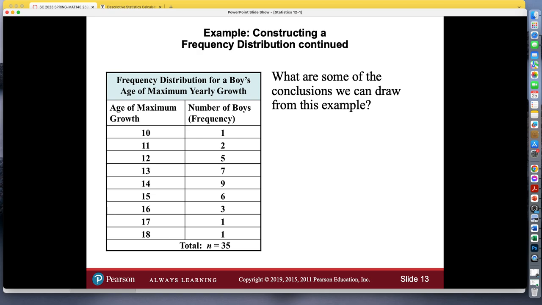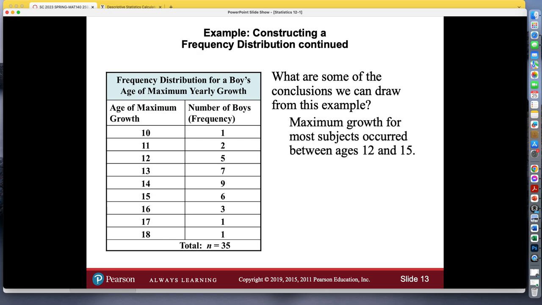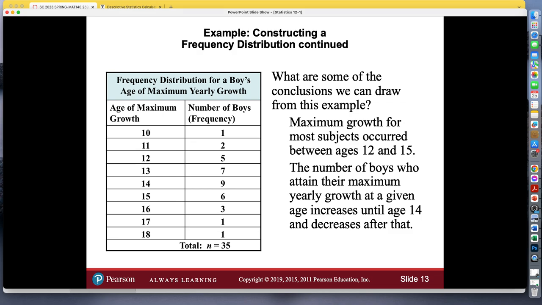There's only one of each of those, and there's no 9-year-olds and no 19-year-olds. We don't know if those might be outliers, but it might seem that nobody reaches their maximum height by 9. Sometimes you can tell things by what's not in the data. Maximum growth is 12 to 15, with less growth on the outsides. The count of boys who attain their maximum growth at 14 is 9, and it decreases after that, so it gets bigger and bigger, then goes back down.